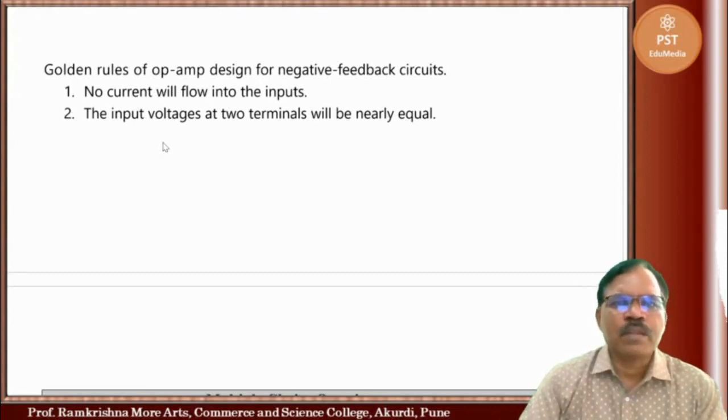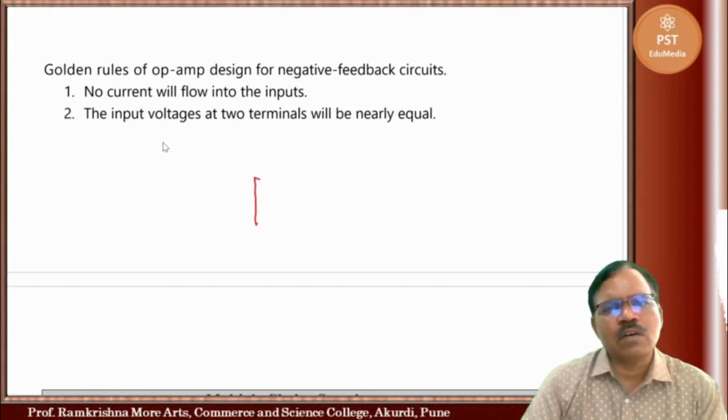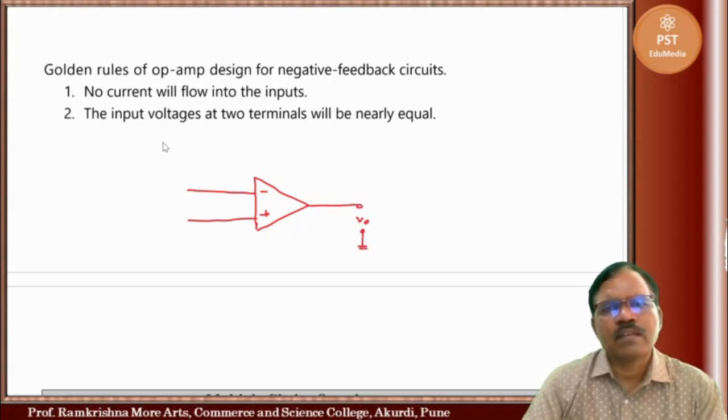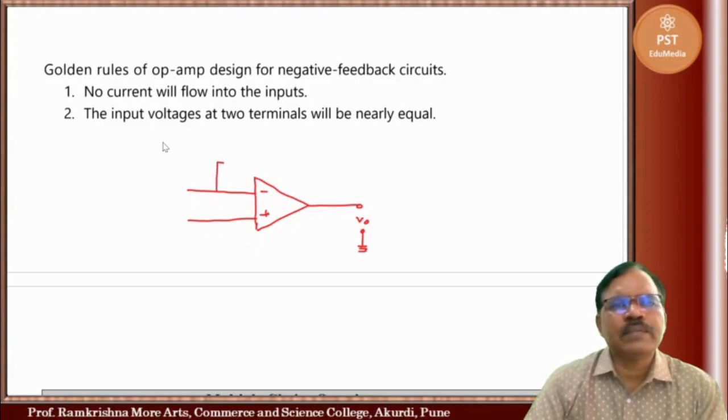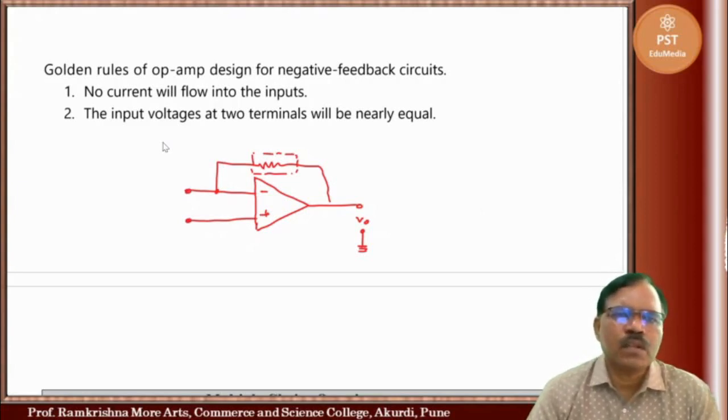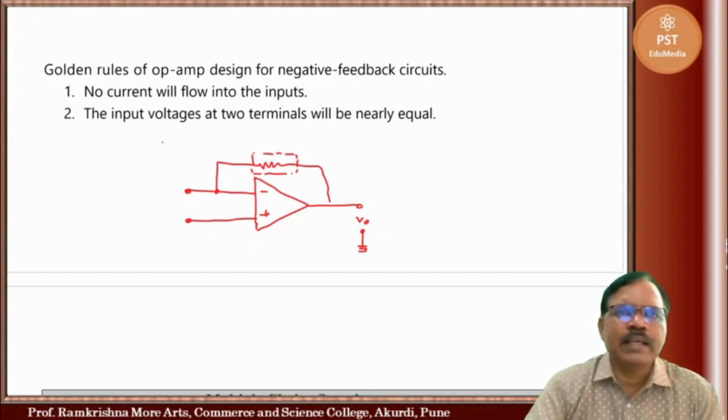This is the golden rule. Suppose here this is operational amplifier. This is inverting terminal. This is non-inverting terminal. This is output terminal. And suppose we give feedback through some feedback circuit. So here these are two terminals.